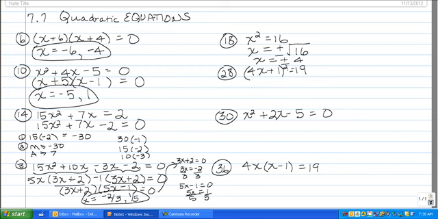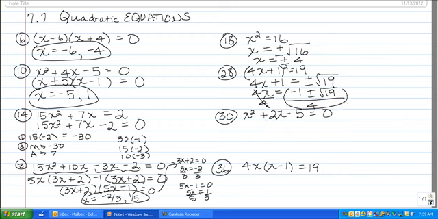In number 28, we're going to do exactly the same thing. Take the square root of both sides, and on the right we insert plus or minus. Now we're going to subtract the 1. Notice we can't simplify the square root of 19, and then we're going to divide by 4. So here are our two solutions, -1 plus the square root of 19 over 4, and -1 minus the square root of 19 over 4.